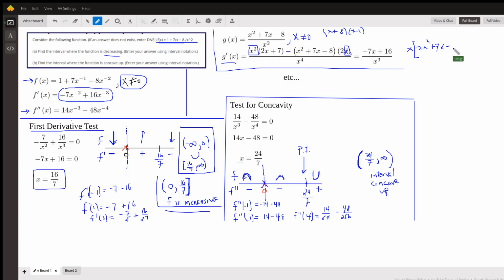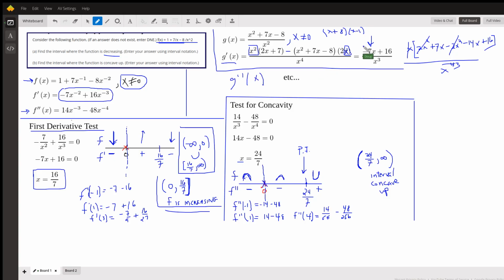So -2x squared minus 14x plus 16. That's the numerator. Still have that x to the fourth in the denominator. One of those cancels out. 2x squared minus 2x squared. 7x minus 14x, negative 7x plus 16. There you go. And you could do g double prime in the same fashion.